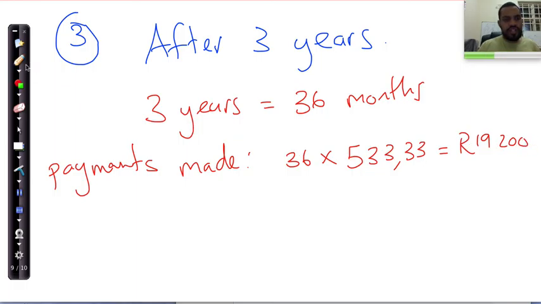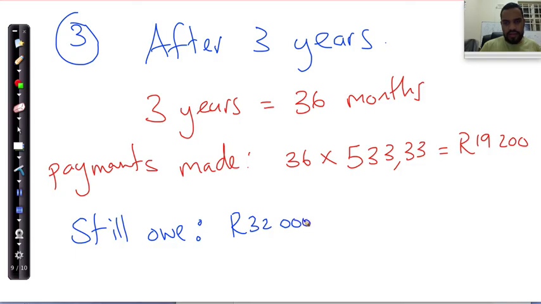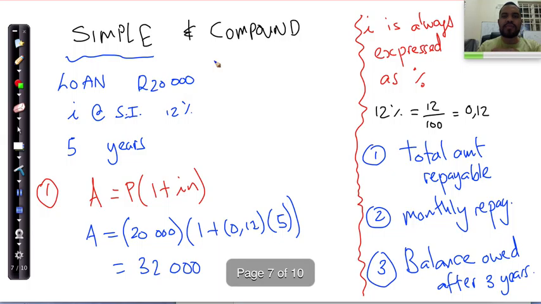Okay, so the big question is, how much do we still owe? And the simple answer to that is it's going to be 32,000 minus 19,200. 32,000 minus 19,200 would give me a total of still owing 12,800 rands. Okay, is that correct? Yes, 12,800 rands. So there we answered a quick and easy simple interest question.